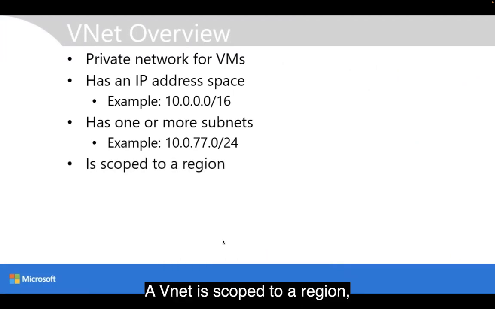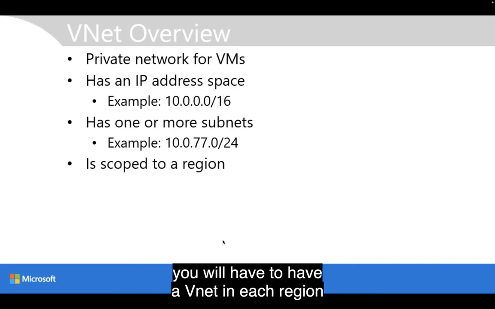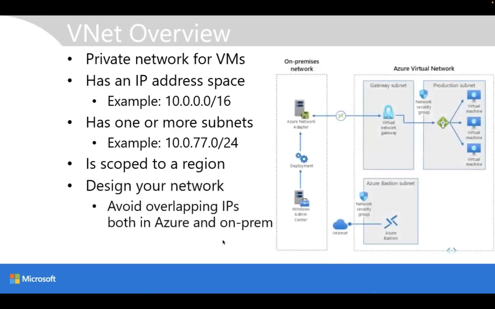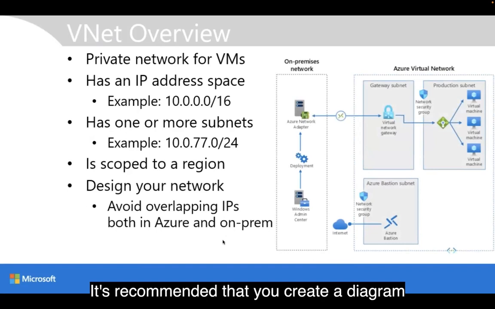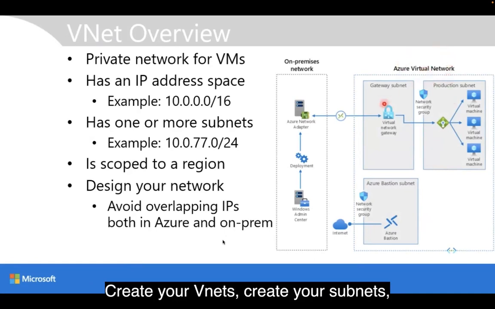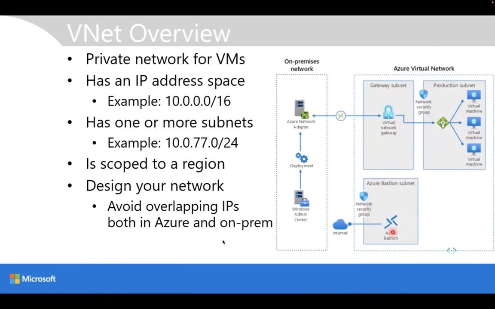A VNet is scoped to a region. So a VNet cannot span two regions. If you have VMs deployed to multiple regions in Azure, you will have to have a VNet in each region where you have VMs deployed. It's recommended that you create a diagram to design your network before you start implementing. Create your VNets, create your subnets, and then when you deploy VMs, you can just make the choices.